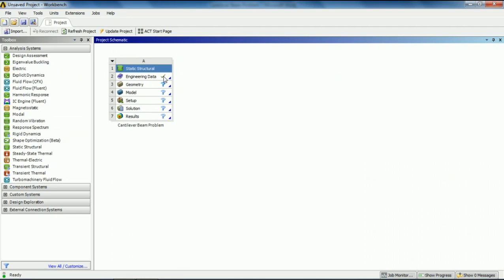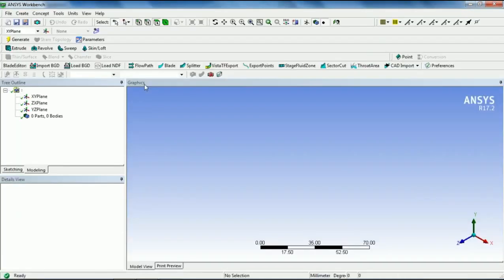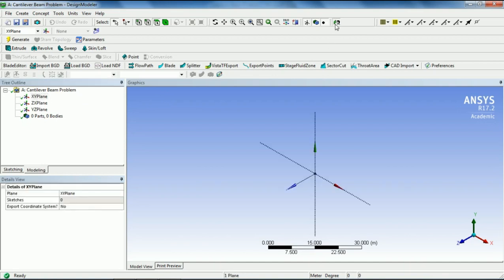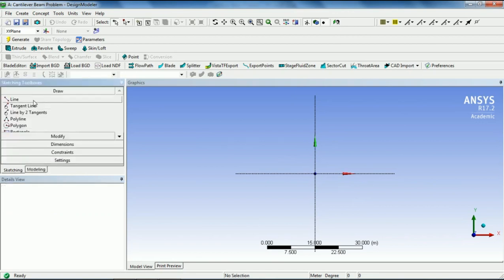Now to provide the geometry to ANSYS Workbench, double click on it to start the design modeler. This will take some time to pop up. This is the ANSYS design modeler in which we have to create our cantilever beam. Select the XY plane and make sure it is perpendicular to the screen, go to sketching, select a line and create a line of 4 meter.